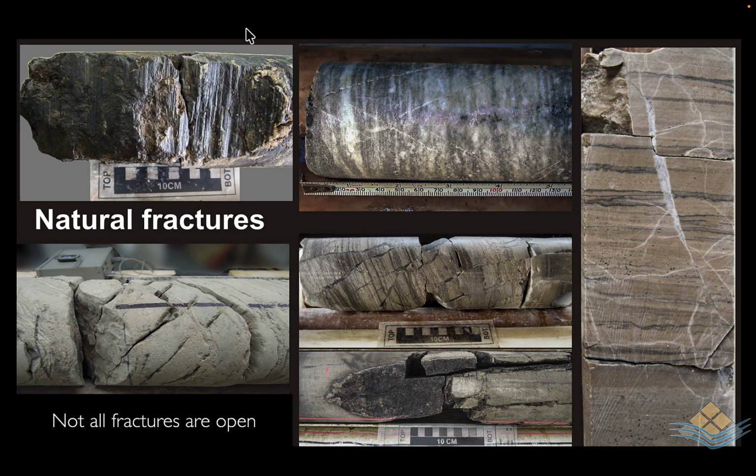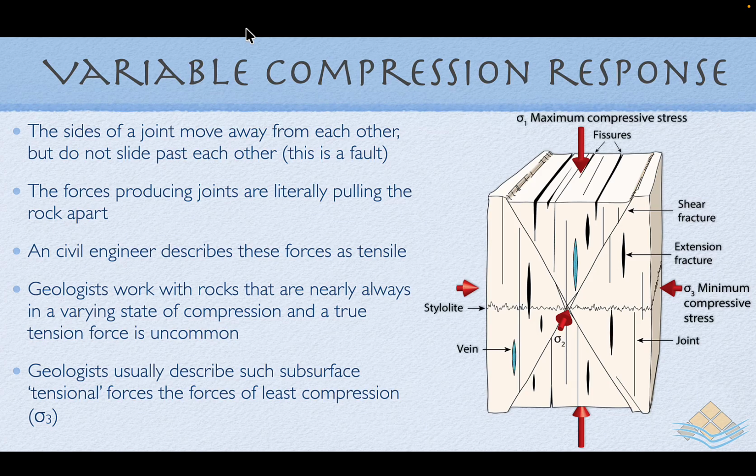Here's a variety of natural fractures, and you can clearly see that not all those fractures are open. We've got slickensides on fractures, we've got cemented fractures, we've got open fractures, and we've got the development of open vugs in fractures. All fractures and joints are tied to a compression response. By definition, the sides of any joint is a fracture where the sides are moving away from each other but don't slide past each other.